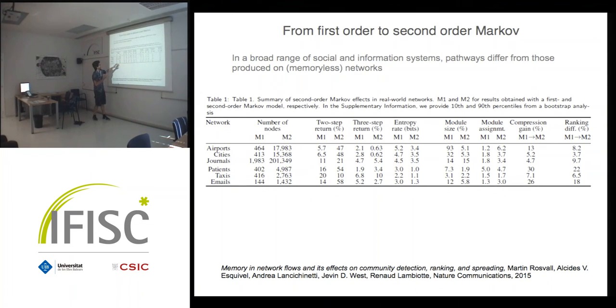But even sometimes, you will have that the three-step return is going to be also higher. And that would happen, for instance, when you think about processes taking place on spatial networks, because in that case, it's quite easy to do a return step. And that's what happens, for instance, for traces of taxis that take place in cities, where you will observe many triangular connections that are just due to the underlying geometry of your system, basically.